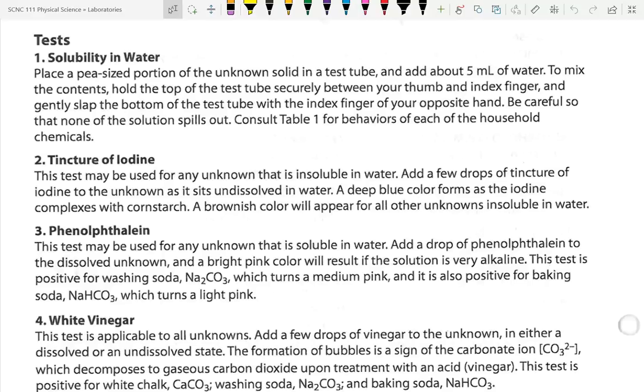And it says to take about a pea-sized amount. Just gonna take a little here and say, well, that's a little too little. Try to use your best judgment.